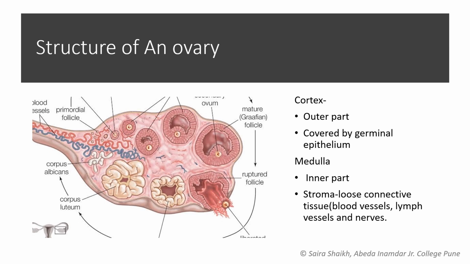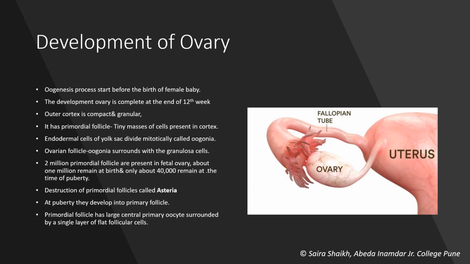Let us study about the structure of the ovary. The ovary is differentiated into two layers. The outer layer is the cortex, and it is covered by a germinal epithelial cell layer. The inner medulla is the core of the ovary, which has the stroma, formed by loose connective tissue in which blood vessels, lymph, and nerves are present. The development of the ovary begins before the birth of the female baby. The development of the ovary is complete at the end of the 12th week of pregnancy.